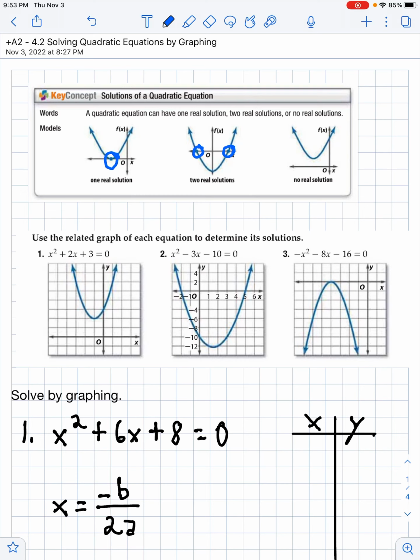And the solutions are the same as what you think of as the x-intercepts, but specifically, it's the value of x where the graph crosses the x-axis. So in the problems 1, 2, and 3 below, when I look at the first problem, this parabola opens up above the x-axis, and as a result, there are no real solutions.